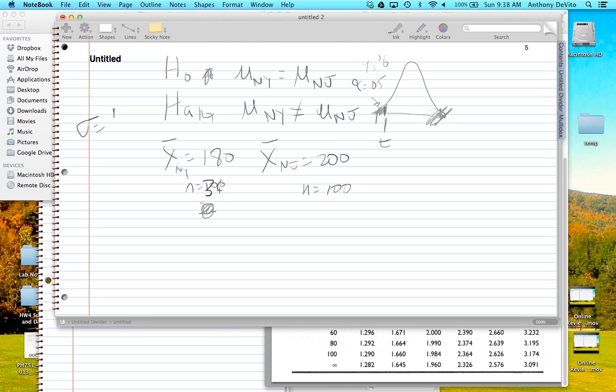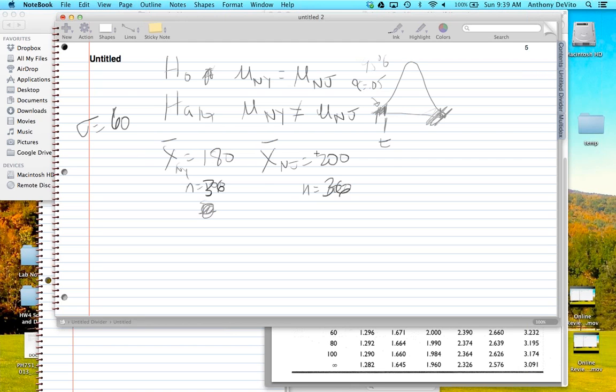I'm going to change the sample size here to 36, and I'm going to make my standard deviations 60. It's going to be an odd number, but keep in mind that these are fake numbers I'm making up. Let's say my standard deviation is equal to 60.